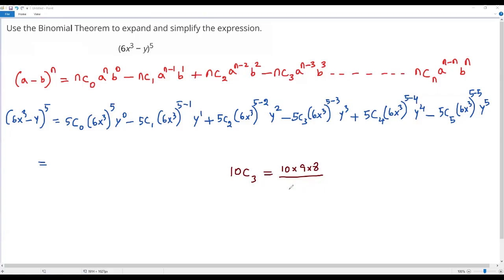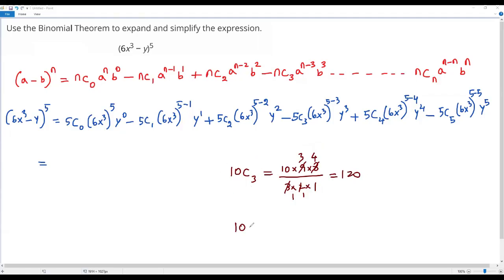3 factorial means 3 times 2 times 1. So here 3 goes into 3 1 times, 3 goes into 9 3 times, 2 goes into 2 1 times, 2 goes into 8 4 times, 4 times 3 is 12, 12 times 10 is 120. So the value of this combination 10C3 is 120.